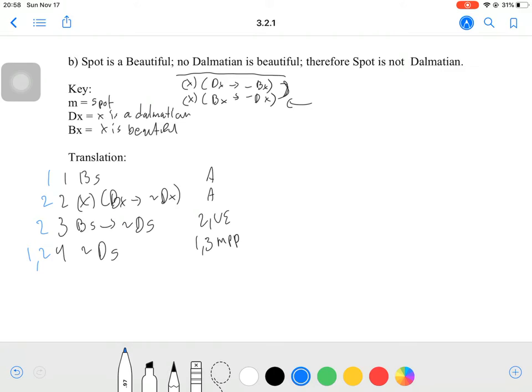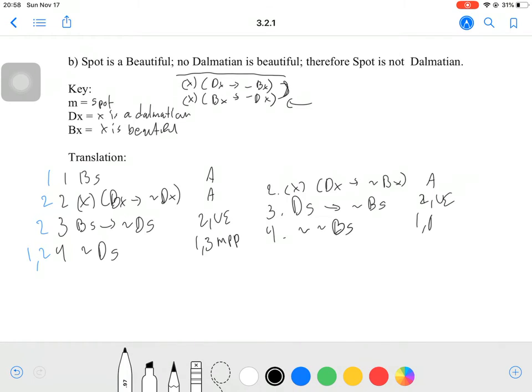Now, let's say that we had a different premise here. Let's say that premise 2 was actually for all of x, if x is a Dalmatian, then they're not beautiful. All you have to do is, for 3, we would still do our s replacement. But for line 4, we would have to double negate the Bs first on line 1.